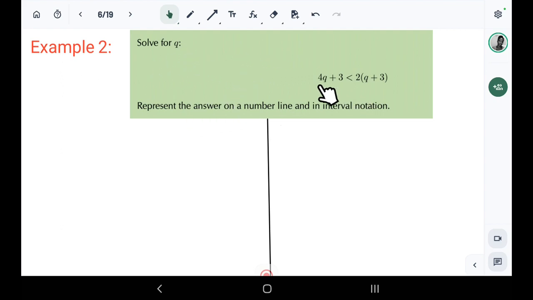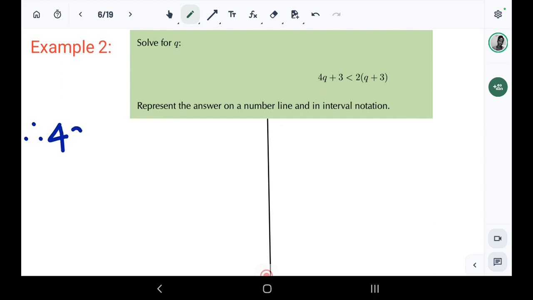Solve for Q. 4Q plus 3 is less than 2 in brackets, Q plus 3. Represent the answer on a number line and in interval notation. Notice that even though you're dealing with an inequality here, you must always keep the same methods you use to solve equations present. If you've got to expand, you need to expand. If you're dealing with a fractional equation or inequality, you must also treat it like you would a fractional equation. Very important. So all the knowledge you have collected on how to solve linear equations is very important.